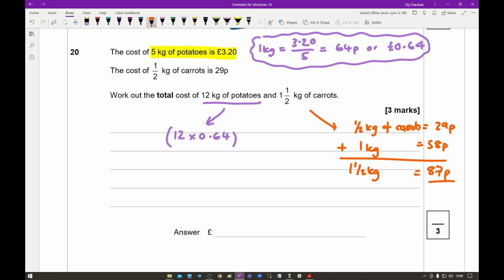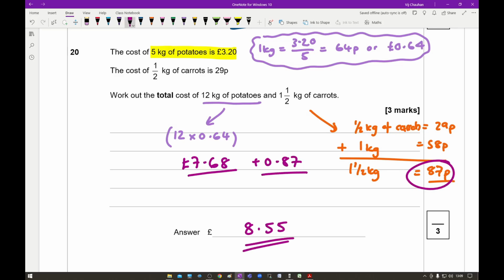So for this, all I then need to do is 12 times 0.64, which gives me a total of £7.68, and I've got 87 pence. So if I add those two amounts up, I get an answer of £8.55.